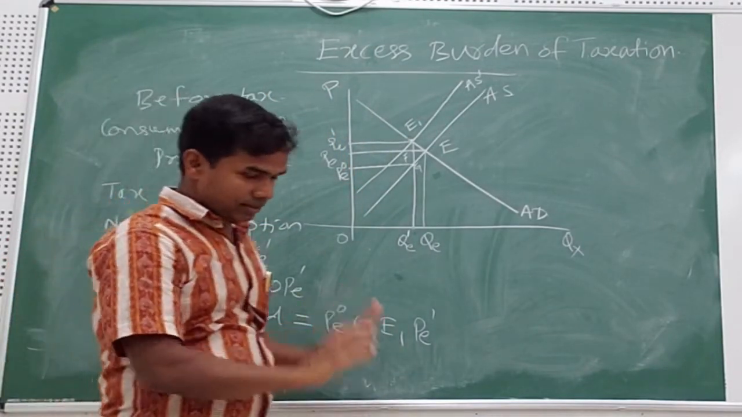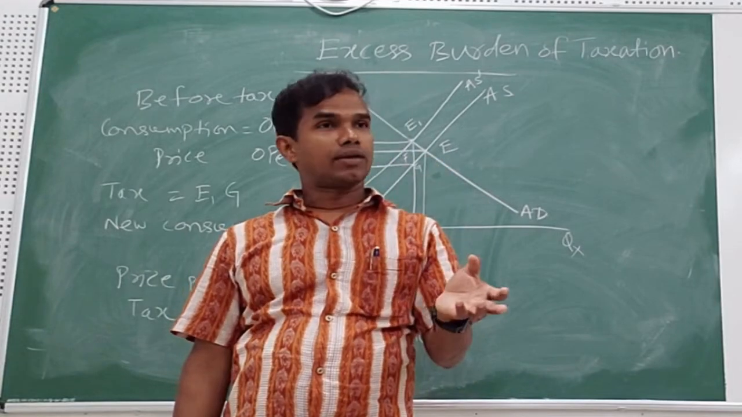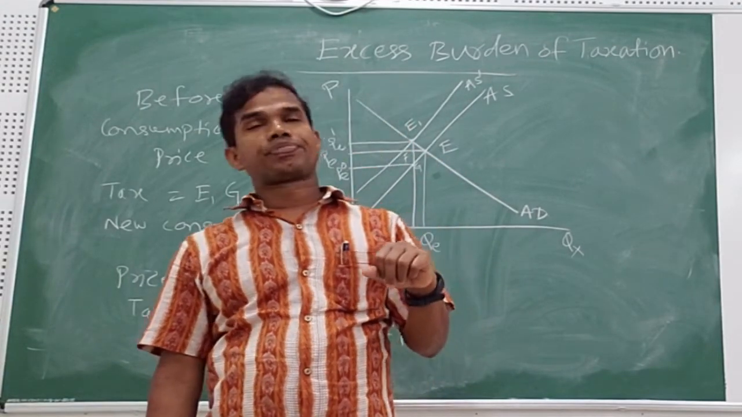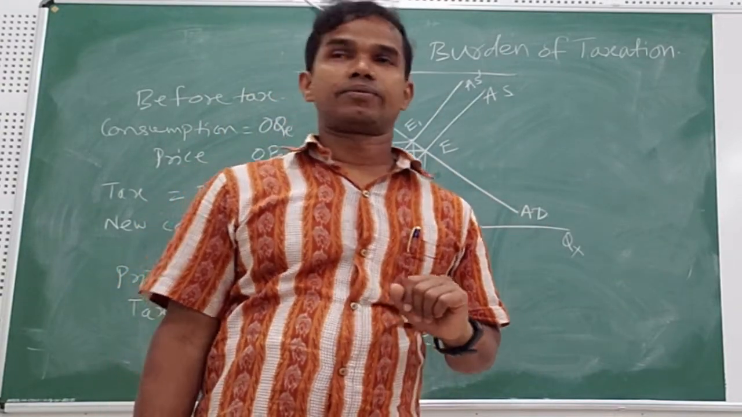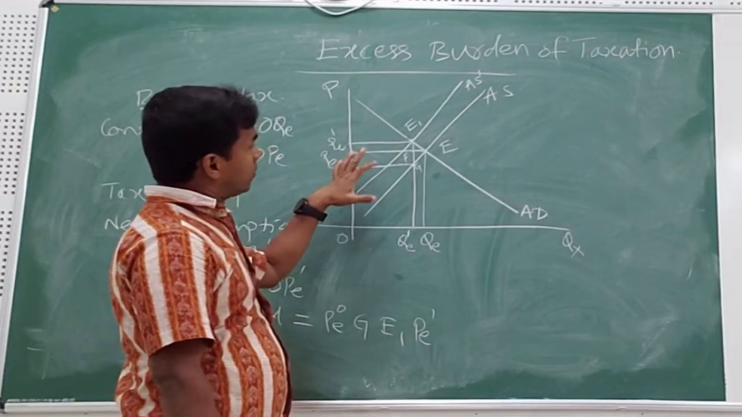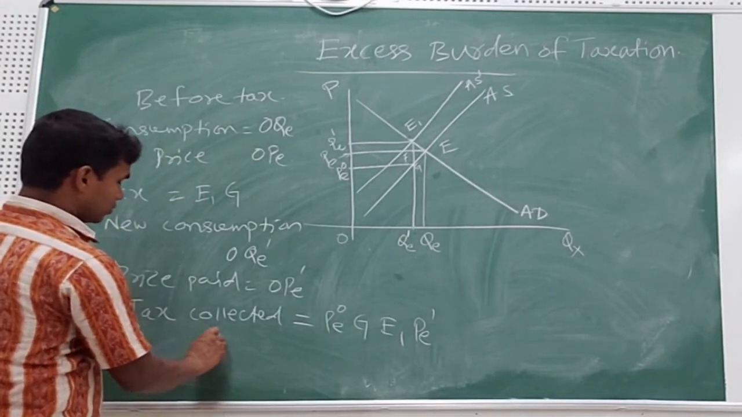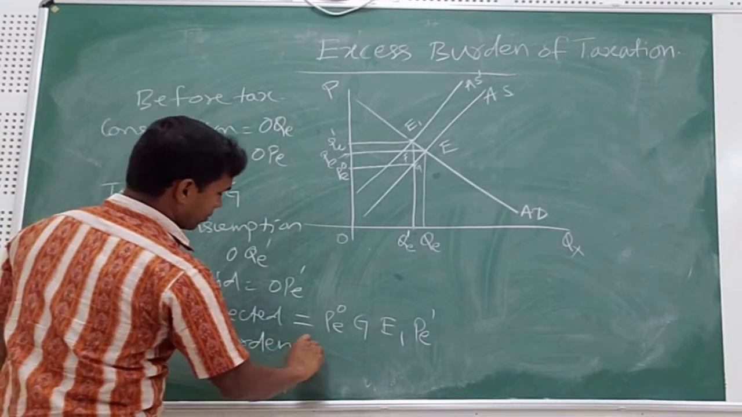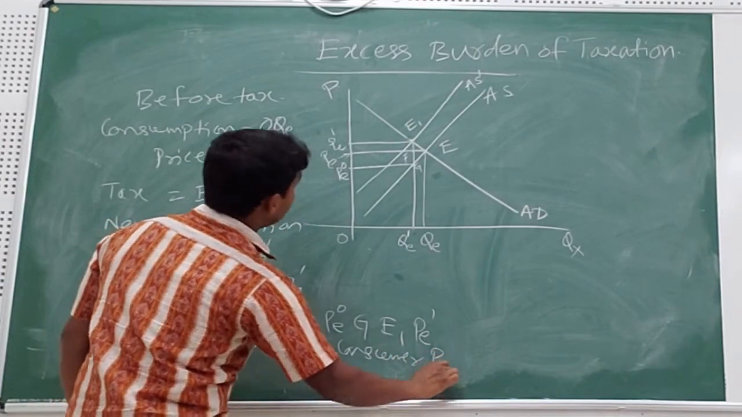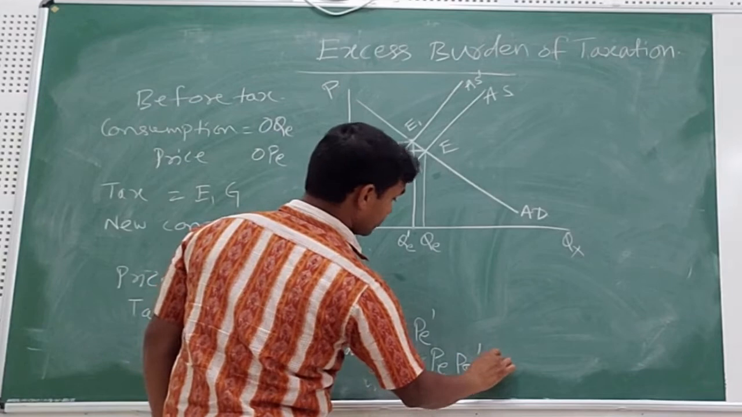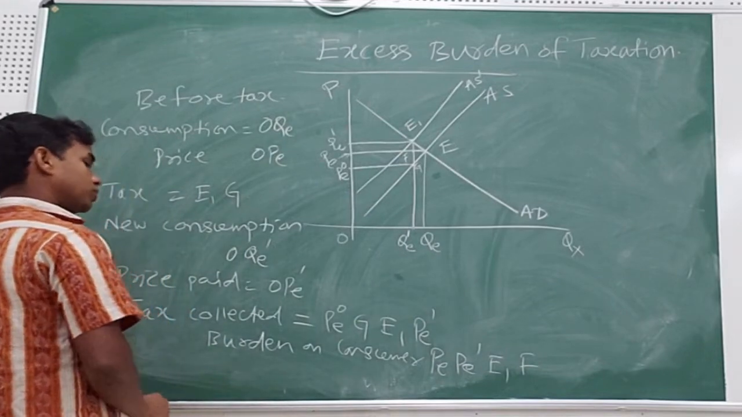Now this is the tax collected, and we are going to discuss whether the amount of tax collected by the government is equal to the loss or the burden borne by the consumers and producers together. So what is the burden carried by the consumer and what is the burden carried by the producer? The burden on the consumer is PE star, E1 and F.